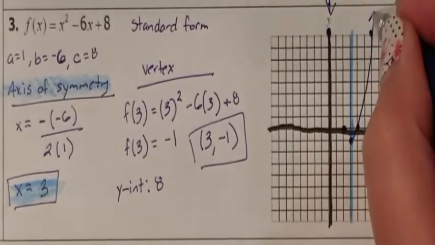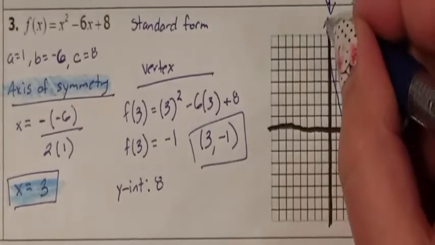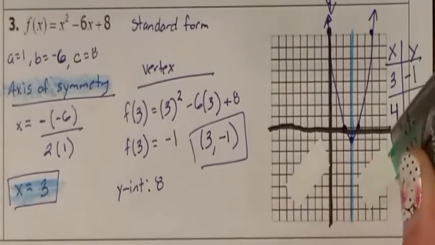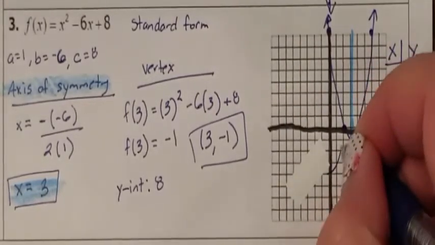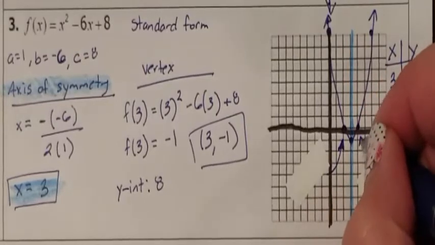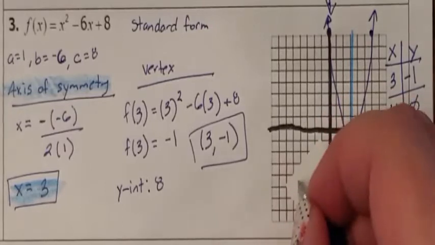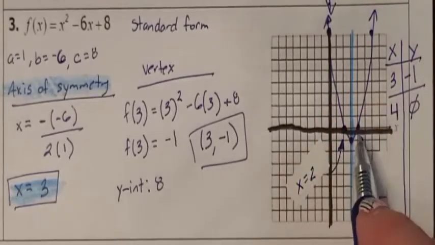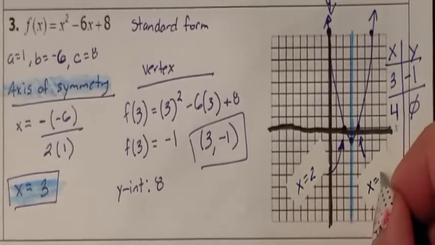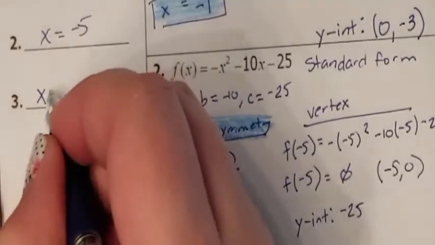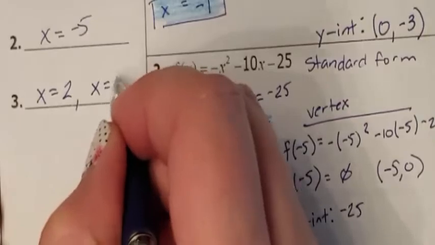I'm going to connect these with a smooth U-shape. Our answers are where we cross the x-axis. So I'm going to use the whiteout so I have a nice clean white space to write on. This is one answer. This is 1, 2. So this is where x equals 2. This is our other answer where x equals 4. So the answers for problem number 3 were x equals 2 and x equals 4.